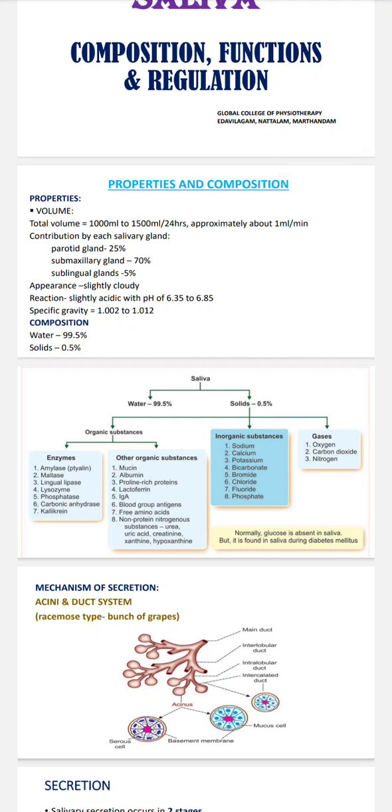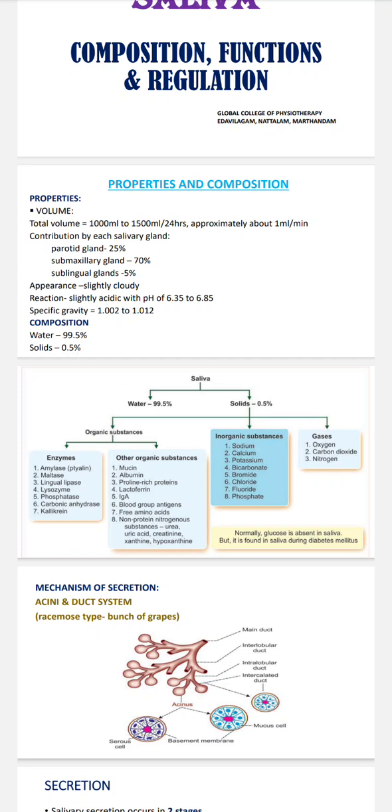The total volume of saliva secreted is 1000 ml to 1500 ml for 24 hours, approximately 1 ml per minute, and it's contributed by each major salivary gland. The parotid gland contributes 25%, the submaxillary gland secretes 70%, and the remaining 5% is secreted by the sublingual glands.